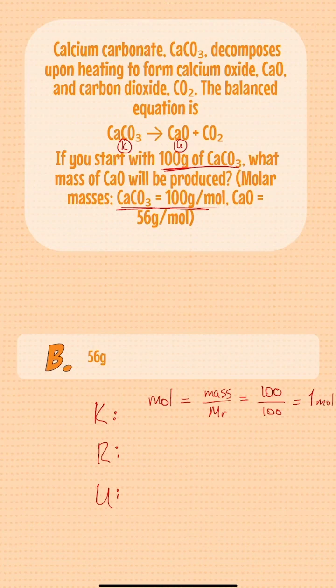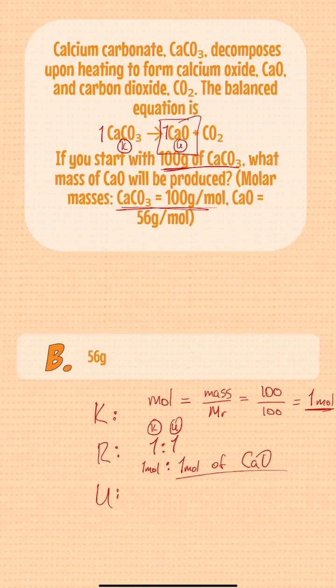Then we do the ratio step. Ratio is a 1-to-1 ratio. Why is it a 1-to-1 ratio? Because you look at the numbers in the balanced equation. There's no number in front of CaCO3. There's no number in front of CaO. So they both have a 1 in front. It's a 1-to-1 ratio. If your known is 1 mole, that means for our unknown, we also have 1 mole. So we have 1 mole of our unknown, which is CaO.